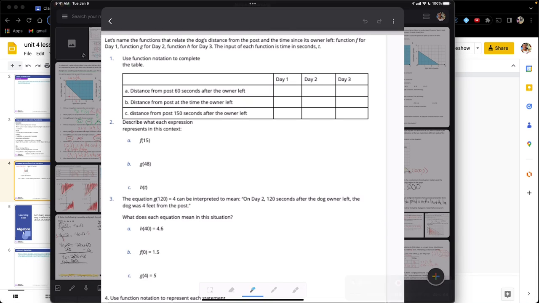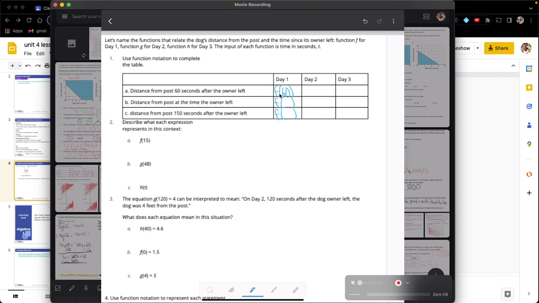f. So for each of these, there's going to be an f, okay? The question is, what's going to go in the parentheses, okay? So if I want the distance 60 seconds after the owner left, the function notation would simply be f of 60, okay? The distance after, so f is the name of the function, and then I want my input to be 60 seconds, so it would be f of 60.